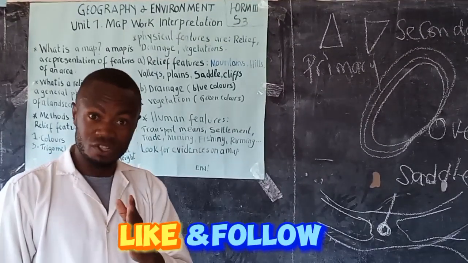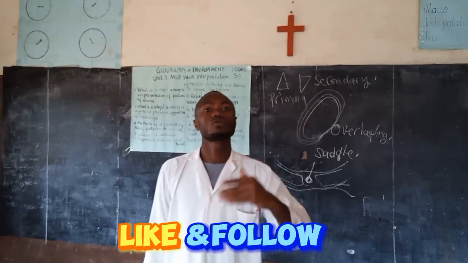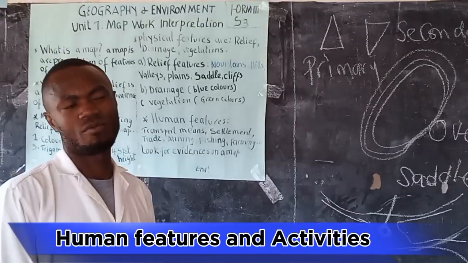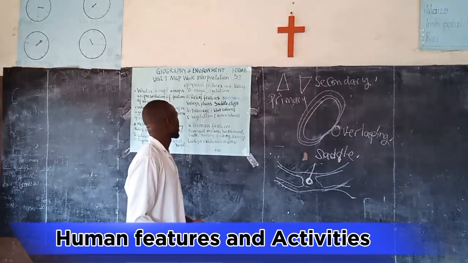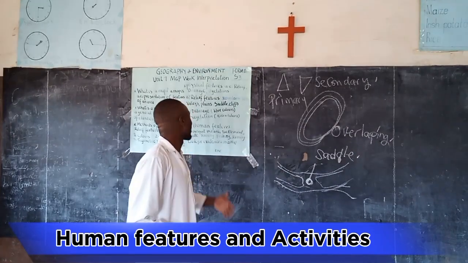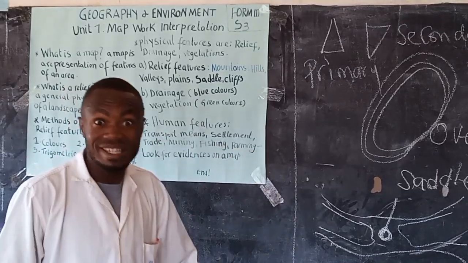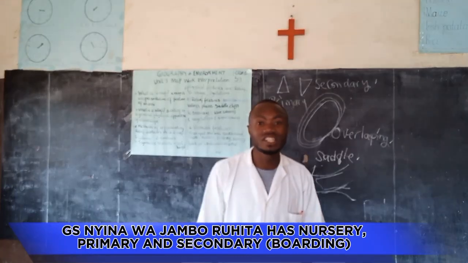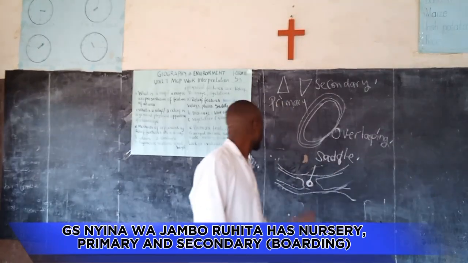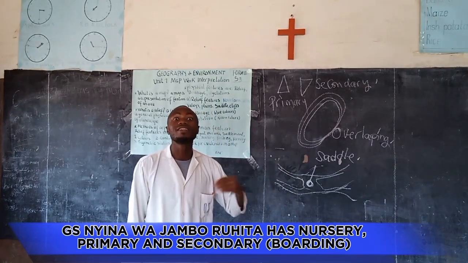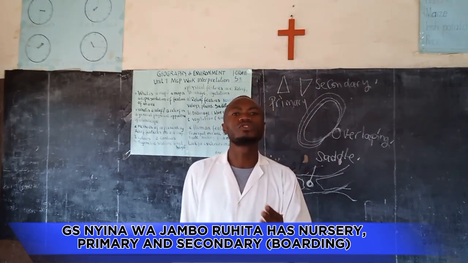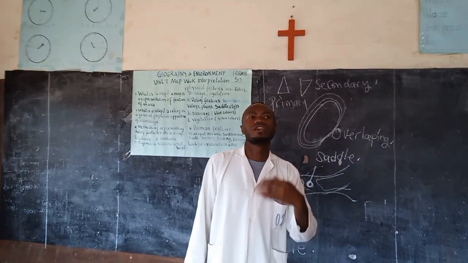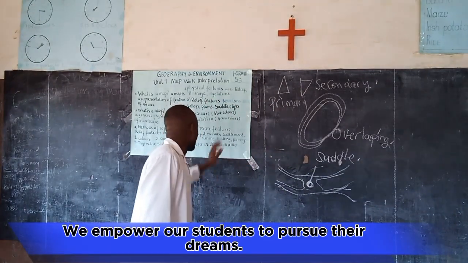Apart from physical features on a topographical map, we have also human features. Simply to understand what human features are: those are human activities. Those are settlement. Those are transport means. Those are the trade. Those are mining. Those are fishing. The urbanization. Those are different human features we can see on the map by using dots. Where there are dots on a topographical map, it shows the settlement of human beings.